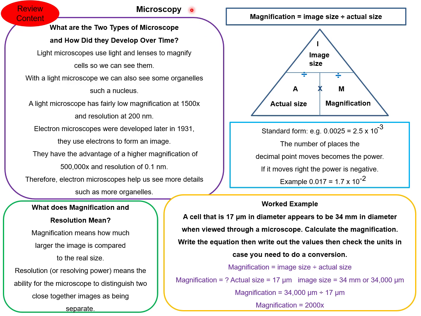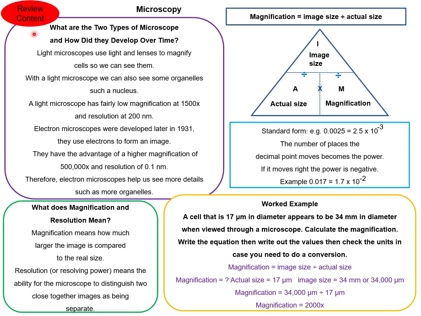So the next set of notes is on microscopy. There is a required practical microscope, so all the labelling and the practical skills will be covered separately, but we'll look at the theory here. So let's do the notes. So microscopy. What are the 2 types of microscope and how did they develop over time?